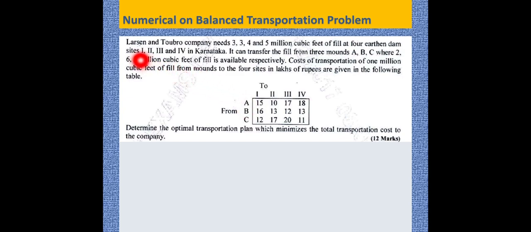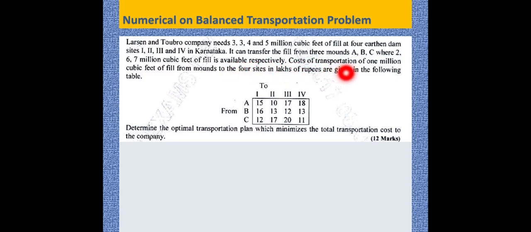So this is the problem definition. Larsen and Toubro company needs 3, 3, 4 and 5 million cubic feet of fill at 4 earthen dam sites 1, 2, 3 and 4 in Karnataka. It can transfer the fill from 3 mounds. Mounds are nothing but large quantities of sand or stone, we can say, A, B, C, where 2, 6, 7 million cubic feet of fill is available respectively.